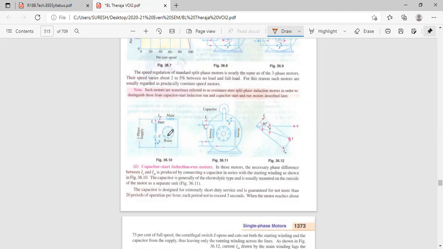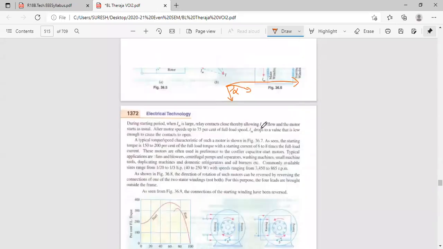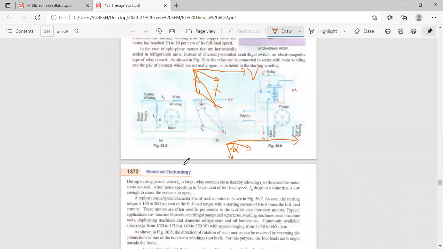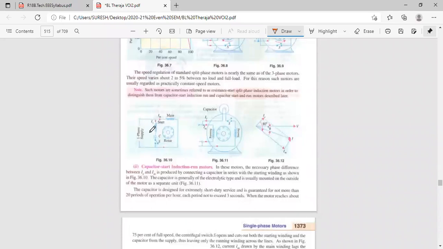The torque will be more if you connect the capacitor. See here, in the previous diagram, both the currents, IS and IM, are lagging only. If you use split phase, sometimes in summer, due to heavy inductance, the fan does not move. With the help of hand, you have to rotate it. But if you use the capacitor, there is no need to rotate the blades of this fan by hand. Automatically, it will start.